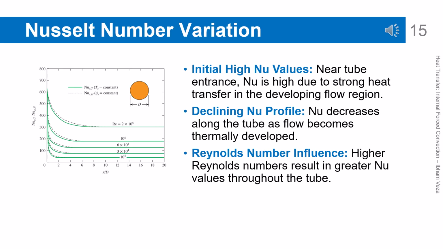Nusselt number variation. The variation of the Nusselt number reflects the development of thermal conditions inside the pipe. At the beginning of the flow, the effect of thermal boundary layer development is very dominant. After that, the contribution of axial changes becomes smaller. The Nusselt number eventually depends only on the flow condition and duct geometry. This behavior forms the basis for using empirical correlations in practical calculations.